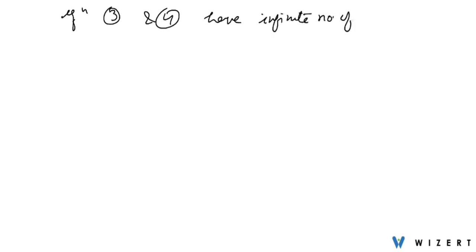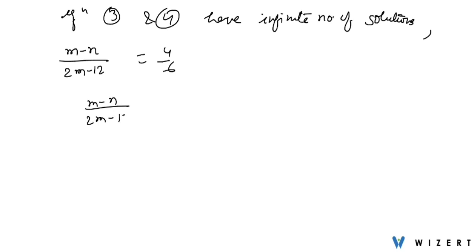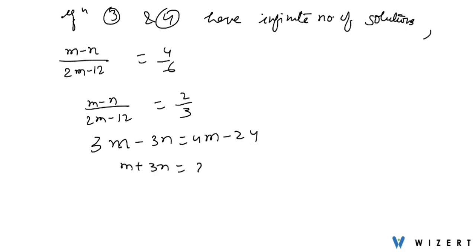Now equation 3 and 4 have infinite number of solutions, it is given. So let us equate the coefficients of x and y. So if we equate coefficient of x, we'll get this relation, and after simplifying it, we'll get a relation between m and n. So this is the relation obtained: m plus 3n is 24. Let this be fifth equation.